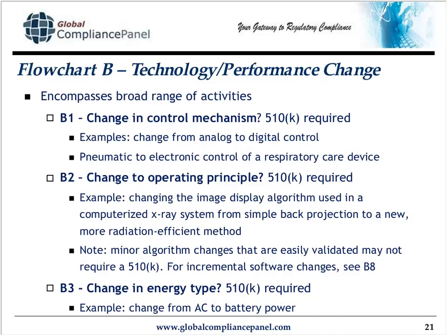And some examples that I feel are important. Technology and performance has such a broad range of characteristics. When it comes to control mechanism, an example is changing something from analog control to digital control. Maybe a respiratory care device is being changed from pneumatic to electronic control. An operating principle in B2 is, for example, changing a piece of software, the image display algorithm, from back projection, which is the standard way of doing things, to some kind of new radiation efficient method. It operates in a different manner now, so you do need to submit a new 510K.